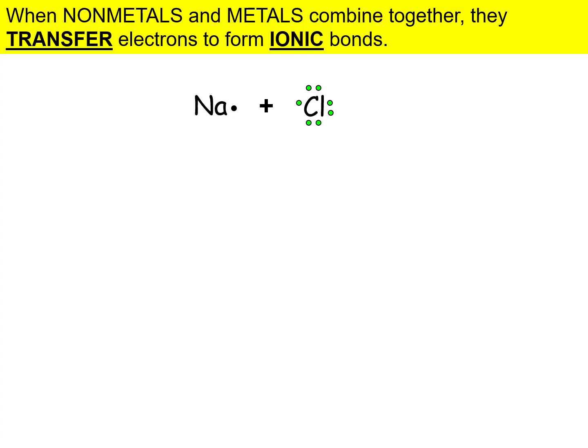When nonmetals and metals combine together, they transfer electrons to form ionic bonds. Now, if you remember, metals have low ionization energies, and halogens, in this case for nonmetals, have high ionization energies. So that means if you put the two of them together, sodium, the metal, is going to lose its electron, and chlorine is going to accept it. So we have our electron dot diagrams here, and now we're going to allow those electrons to transfer.